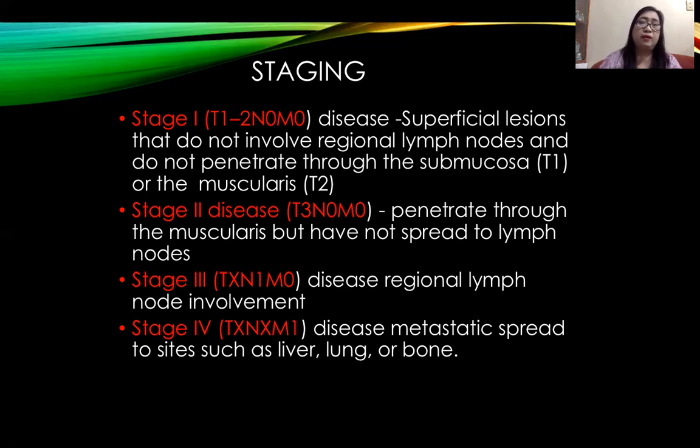So this means whatever the affection is, whether this is a superficial lesion, or whether this affects the muscularis or the submucosal region, it doesn't matter in stage 3 and 4. As long as there is an involvement of regional lymph nodes, it is already stage 3. While in stage 4, if it involves a metastatic spread or metastatic lesion from distant organs such as your liver, lung, and bone, then that becomes stage 4, be it T1, T2, or T3.